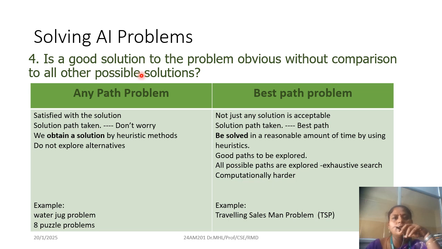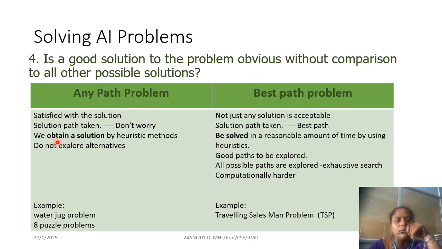The fourth aspect of solving a problem is asking the question, is a good solution to a problem obvious without comparison to all other possible solutions? Based on that, we can categorize them into two. It can be called an any path problem or a best path problem. In any path problems, any path that satisfies the solution is considered. In best path, not just any solution is acceptable. You are concerned about finding the best solution.